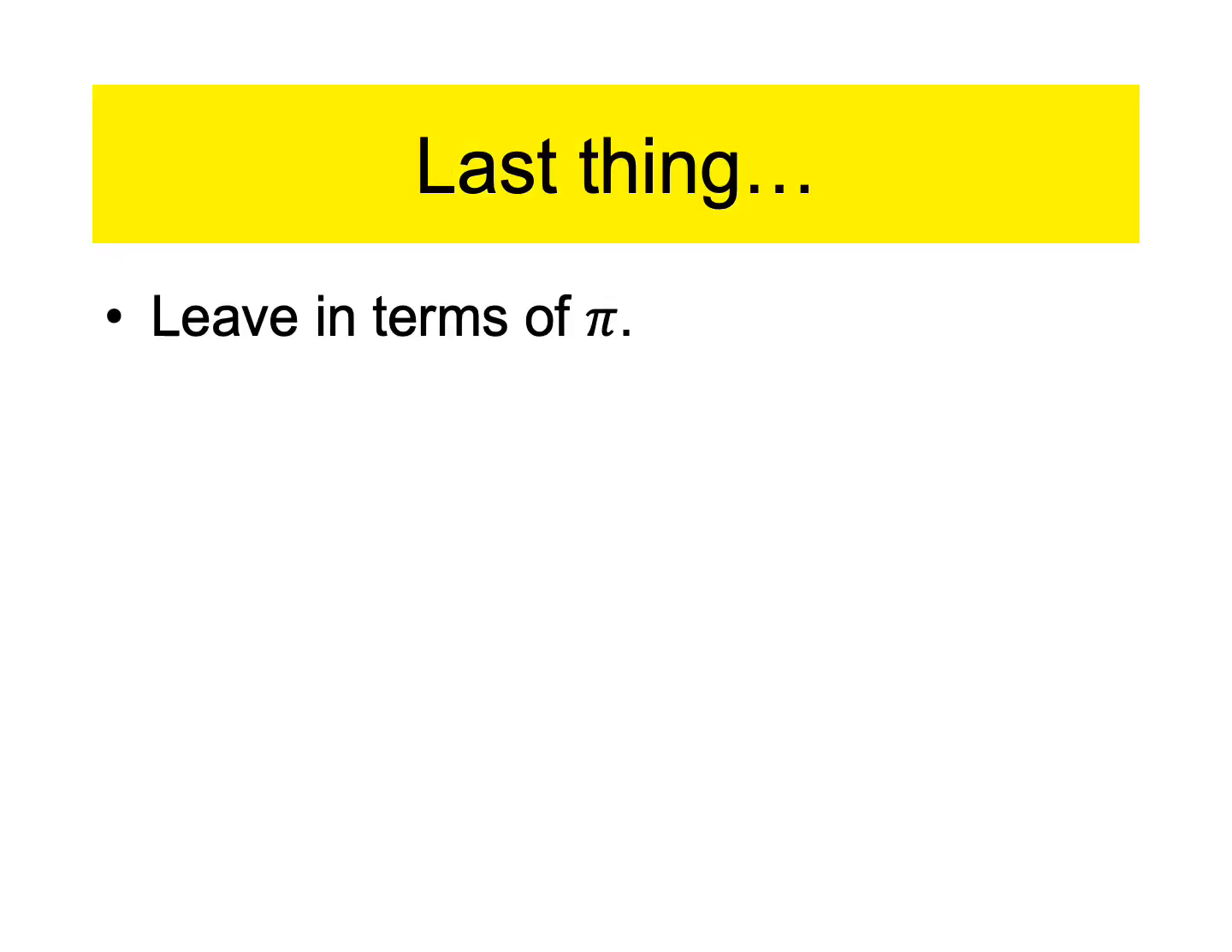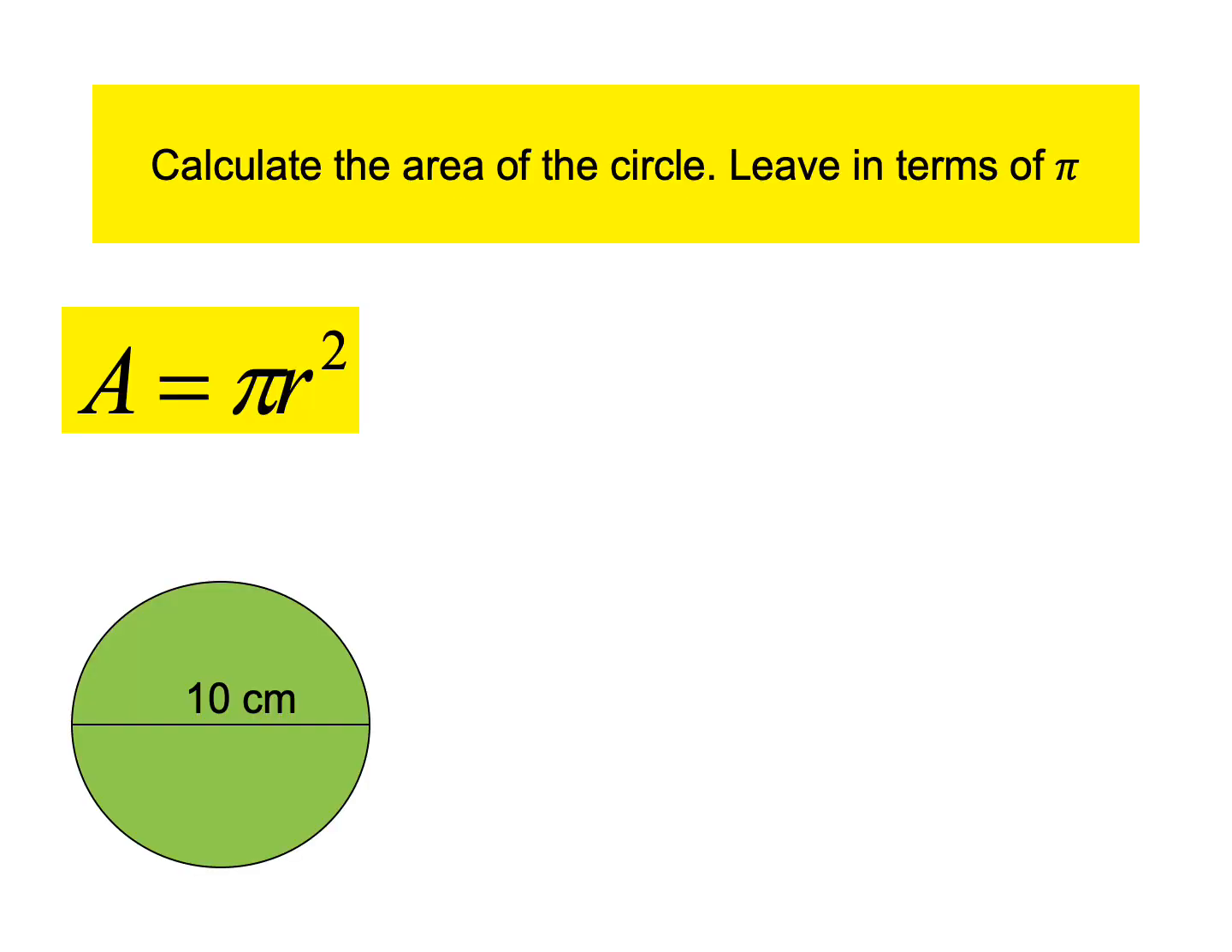Last thing, occasionally you are asked to leave it in terms of pi. Here's what that means. It means you don't do the last step. And by that I mean you don't multiply by 3.14. You just leave pi as pi. Let me show you an example. So just calculate the area of a circle, leave in terms of pi. If the instructions say leave in terms of pi, here's what you do.